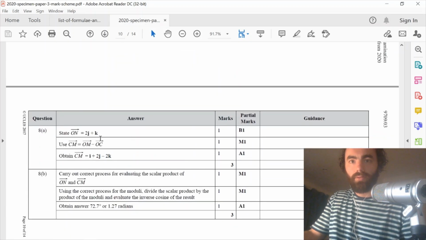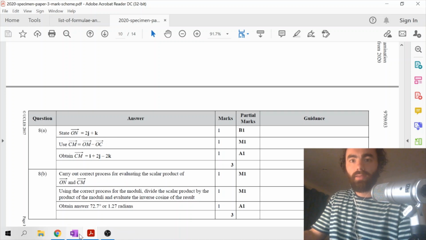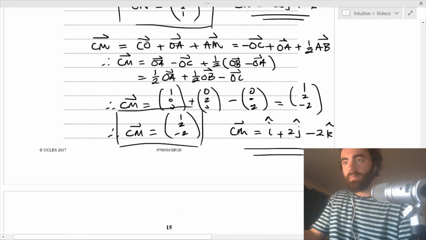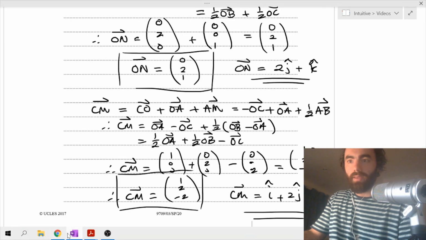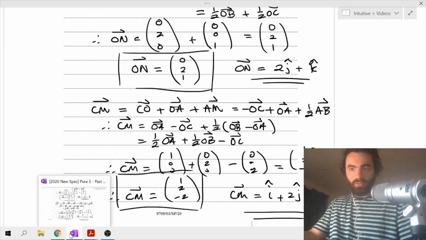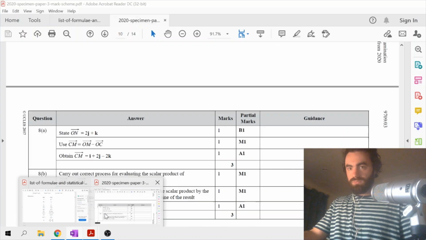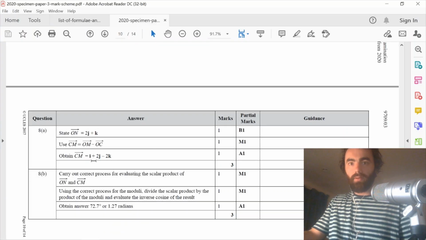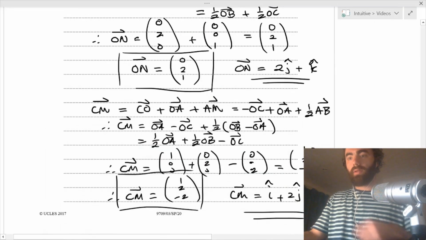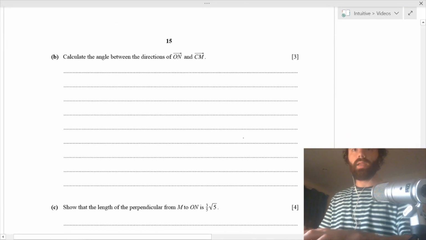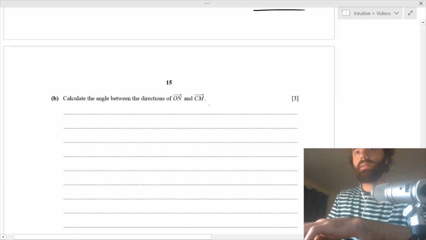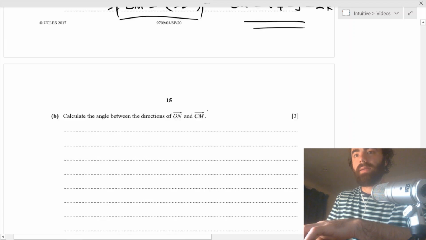Here we go. 2J plus K, 2J plus K, and then I2J minus K. Excuse me. I2, yep, okay, so we got that right. Calculate the angle between ON and CM.